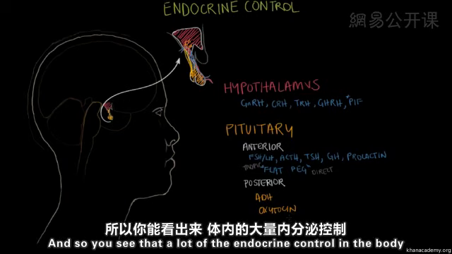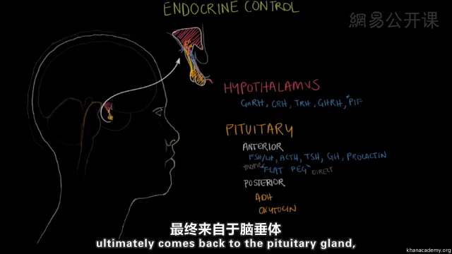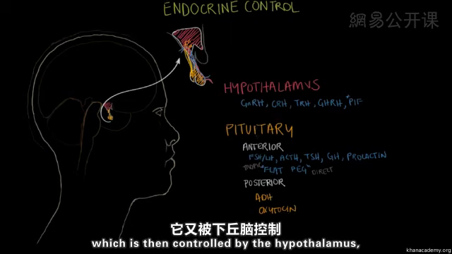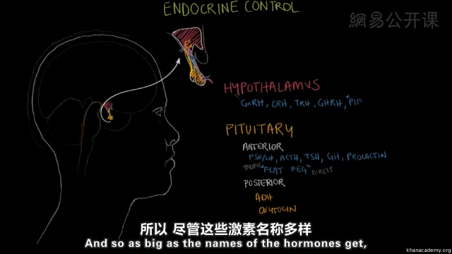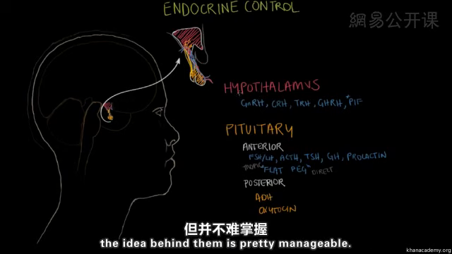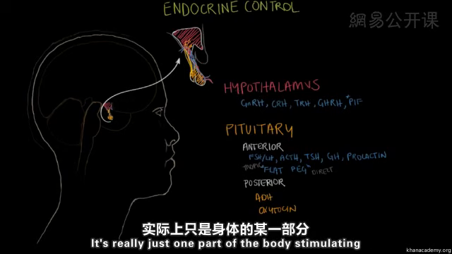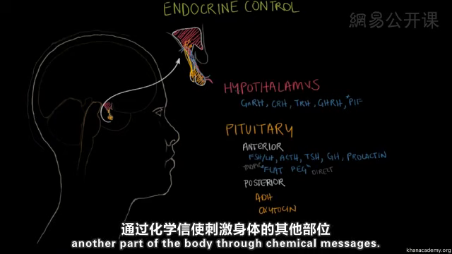And so you see that a lot of the endocrine control in the body ultimately comes back to the pituitary gland, which is then controlled by the hypothalamus, which forms the bridge between the nervous system and the endocrine system. And so as big as the names of the hormones get, the idea behind them is pretty manageable. It's really just one part of the body stimulating another part of the body through chemical messages.